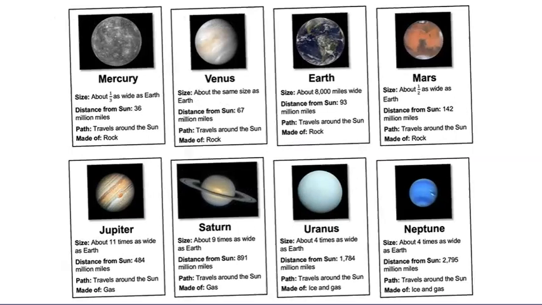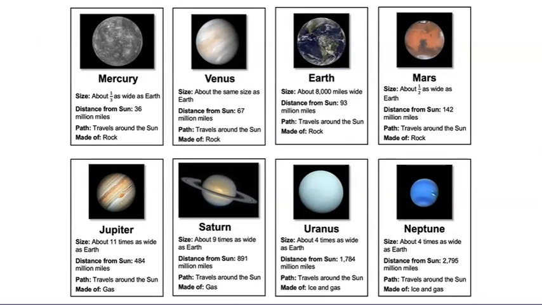We can use these planet cards. Each of these cards has a picture of a planet and information about that planet. Let's start by looking for some similarities between the planets. What similarities do you notice between the planets? Do you notice that all the planets are round? I noticed that too. And look at the path of each planet. All the planets travel around the Sun.